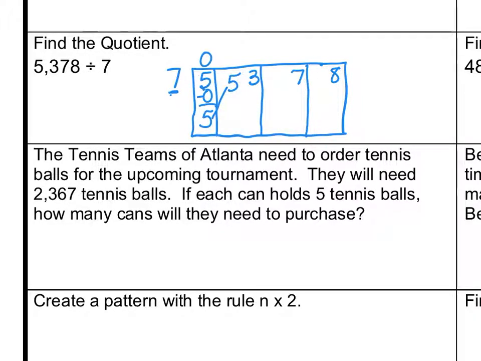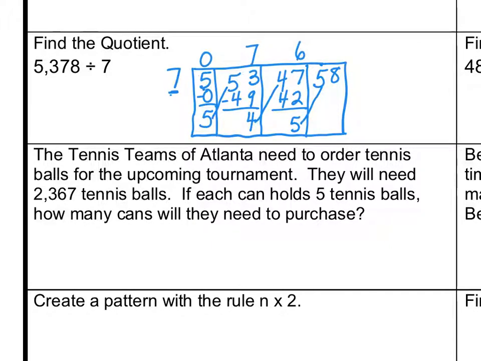Now we're looking at 53. And hey, 7 times 7 is 49, remember? And that's a difference of 4. Now we're looking at groups of 7 out of 47. That's going to be a little bit less. 6 times 7 is 42. Difference of 5.